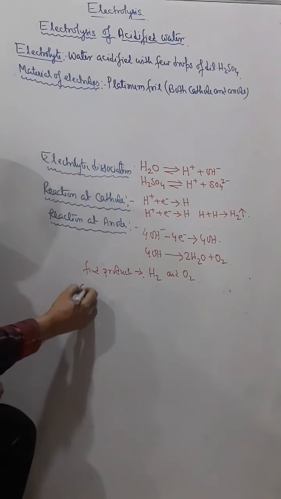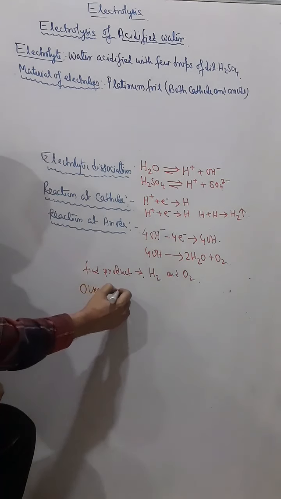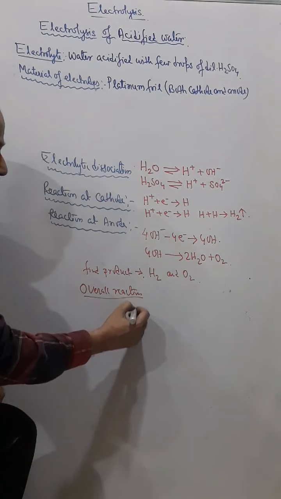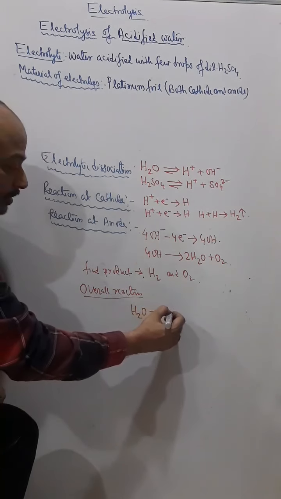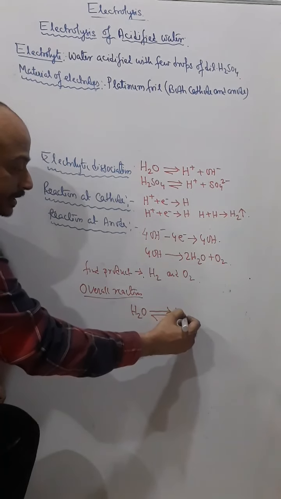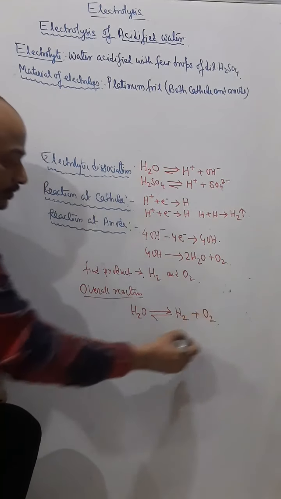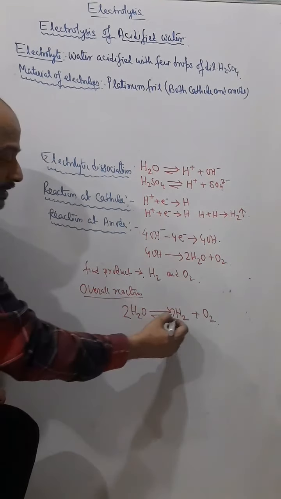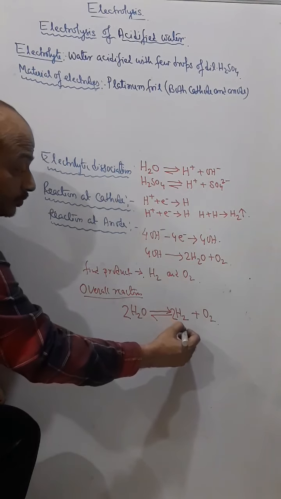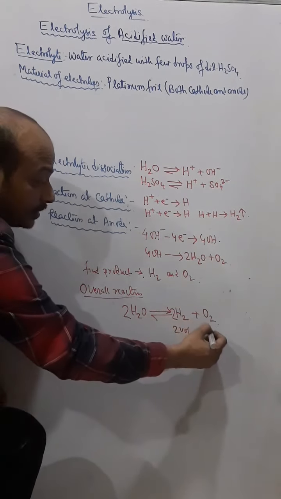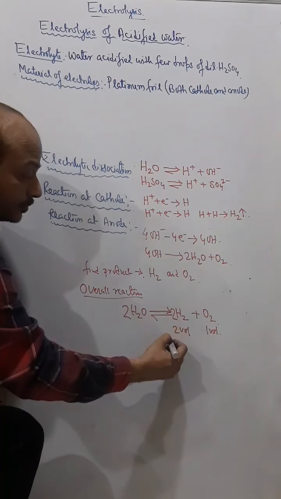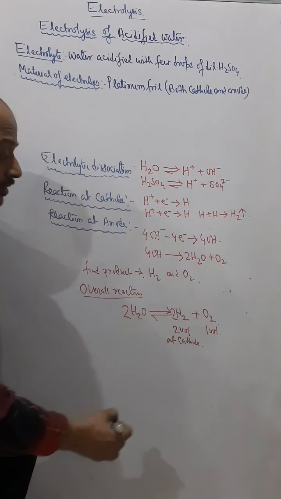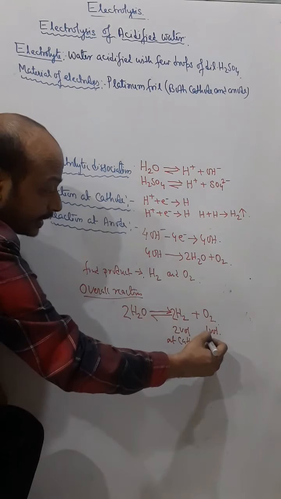Now let us see the overall reaction, how it happens. Water, after splitting, we are getting hydrogen and we are getting oxygen. If you balance this, we get this. So finally we can say that we always get 2 volumes of hydrogen and 1 volume of oxygen. 2 volumes of hydrogen we get at the cathode, and 1 volume of oxygen we get at the anode.